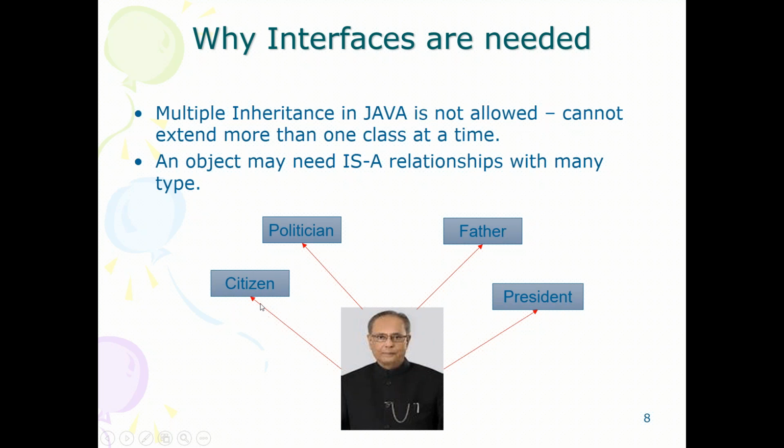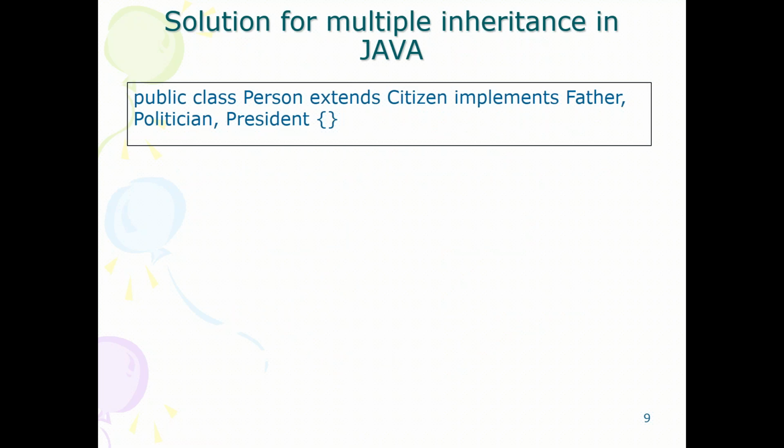So in the same way, he belongs to a person class. Look at the scenario. Public class person; the person is Pranab Mukherjee. It extends citizen and implements father, politician, president. You need to write it like that. That is the syntax you will write. I'll show you, don't worry.